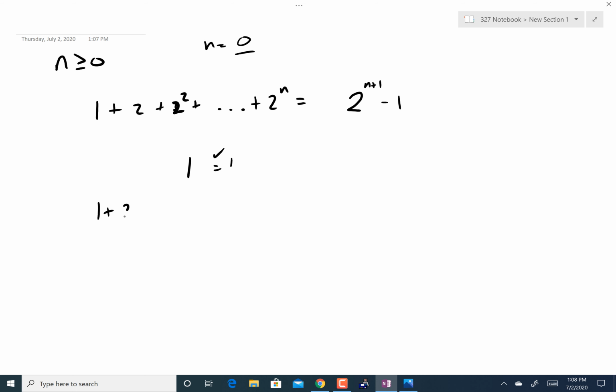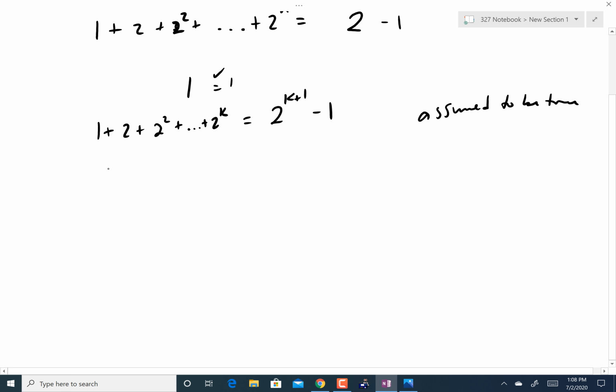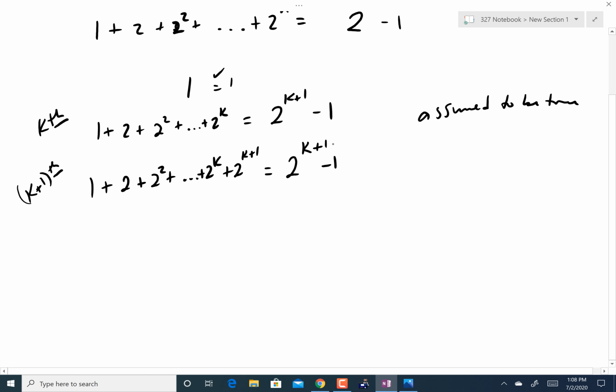So we are going to assume that it works for the kth term. This is assumed to be true. So what would happen if we went to the k plus 1th term? Well, the k plus 1th term would look like this, plus a 2 to the k plus 1, right? And what would that look like on this side? Well, it would be what I had previously, plus 2 to the k plus 1 more. Okay? Does that make sense?